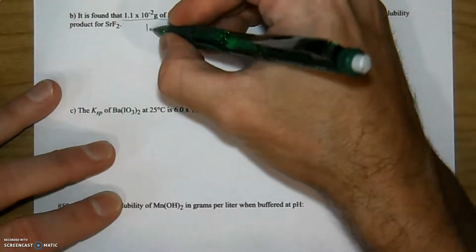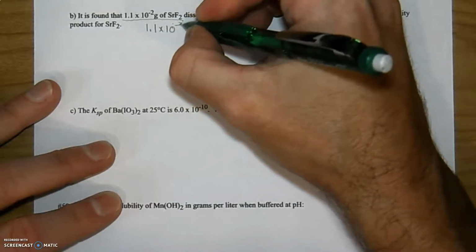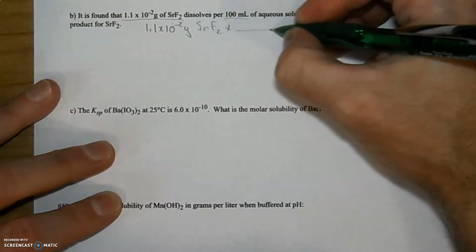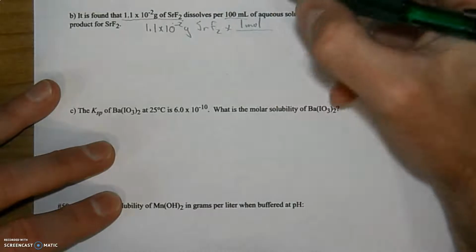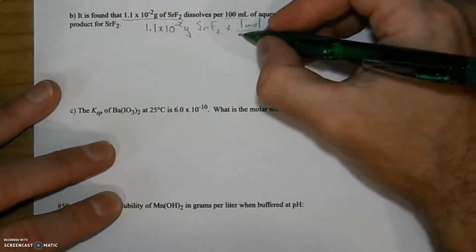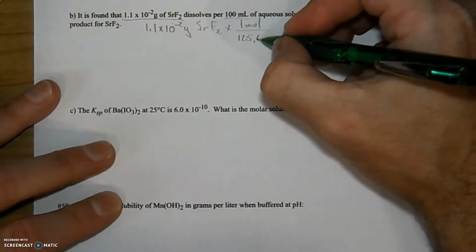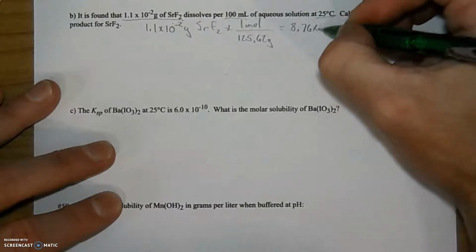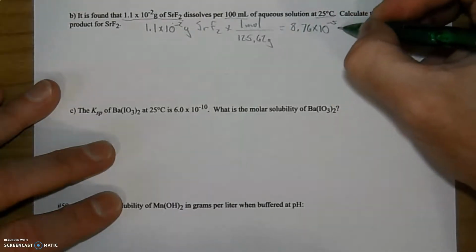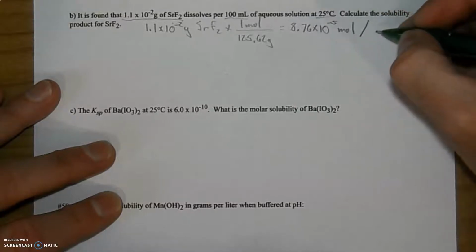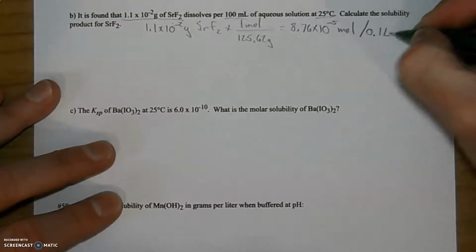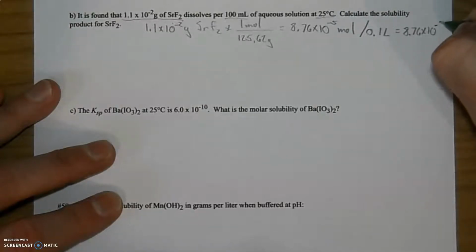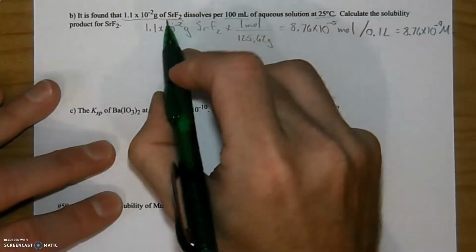In doing so, we will say there's 1.1 times 10 to the negative 2 grams strontium fluoride. We will divide it by the molar mass, which is 125.62 grams per mole. That'll give us a value of 8.76 times 10 to the negative 5 moles. If I divide that by the total volume, which is 0.1 liters, that'll give me 8.76 times 10 to the negative 4 molarity. And again, that is of strontium fluoride.